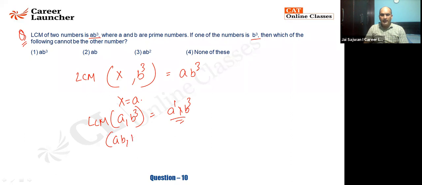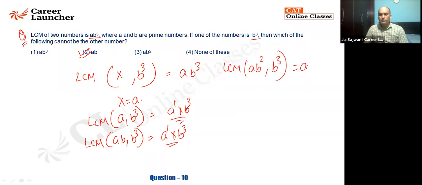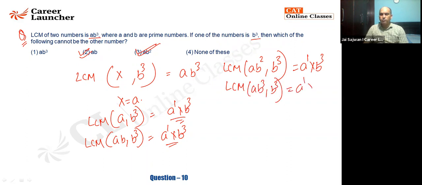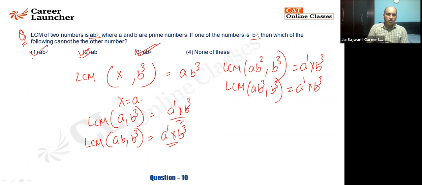I can say it is AB and B cube. What is the LCM of AB and B cube? You will say A's highest power is 1, but B's highest power is 3. So this is also possible. What is the LCM of AB square and B cube? The highest power of A is 1, highest power of B is 3. So this is also correct. What is the LCM of AB cube and B cube? The highest power of A is 1, highest power of B is 3. So this is also correct. पूछा है, the answer is 4.